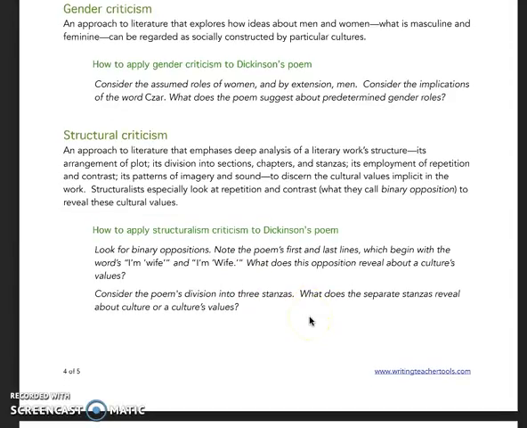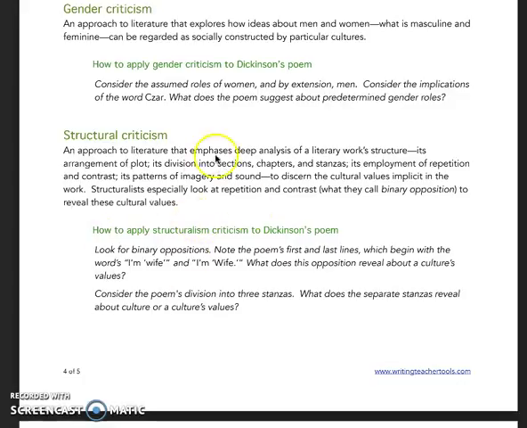So in the Dickinson poem then, we would be looking for any type of binary opposition. So I'm wife versus Wife with the capital W. Is there some sort of difference? Is there some sort of opposite notion at play there? Is it reflecting some sort of cultural values? The division of the poem into those three stanzas, and how does each one of those stanzas reveal something about the culture or the cultural values? Structural criticism, its goal is just to comment on what the culture values. So in a particular culture, if we use structuralism, we can see what that culture deems important.